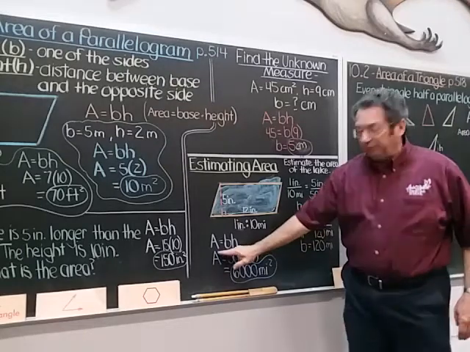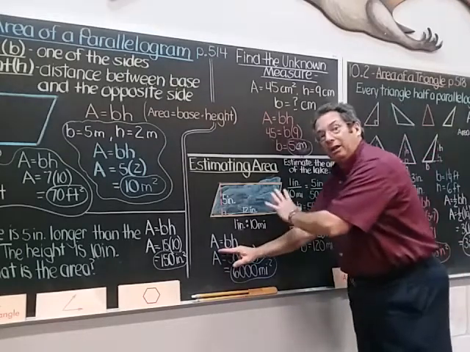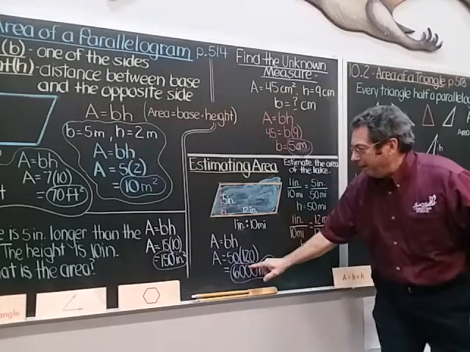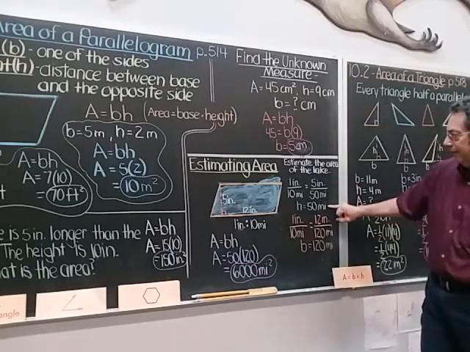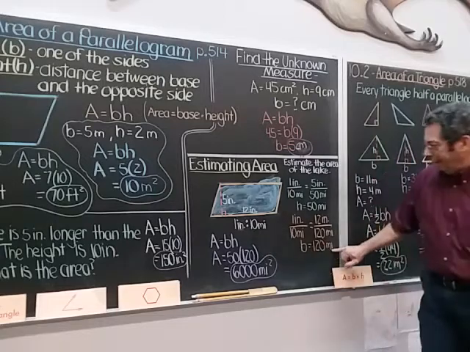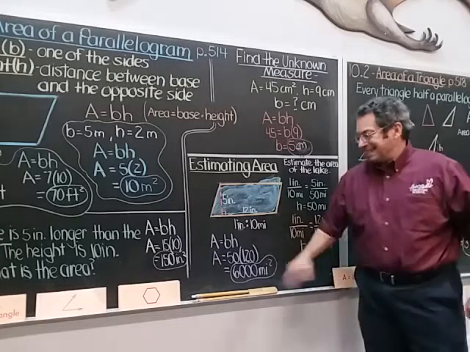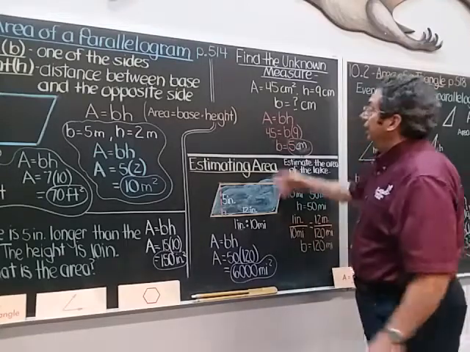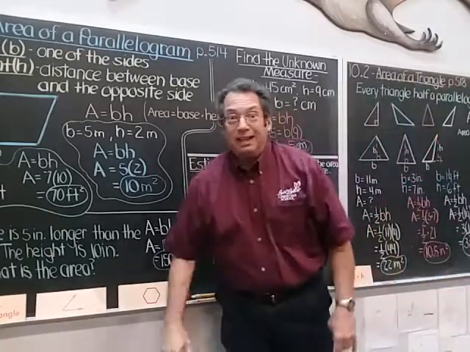Then I come over here. What's the formula for finding the area of a parallelogram? Begin. Area equals base times height. So I say area equals 50, that was the height, times 120, that's the base, and I get 6,000 square miles. That is a huge lake. Hey, that's the kind of stuff you're going to be looking at in the practice.